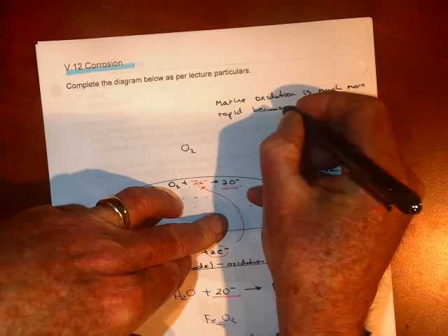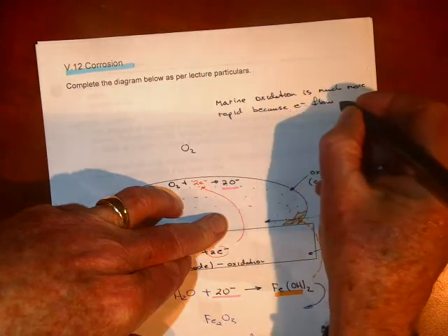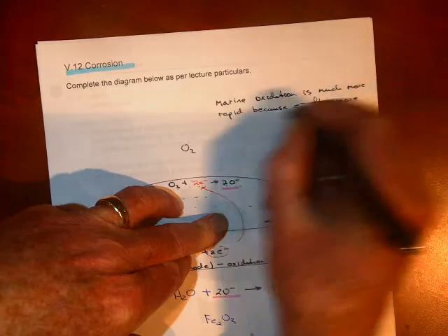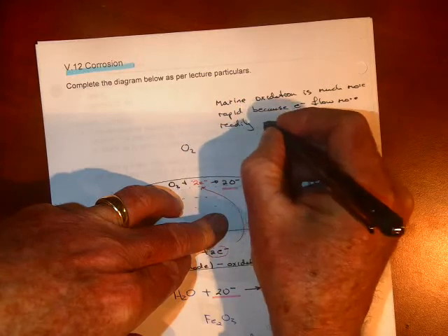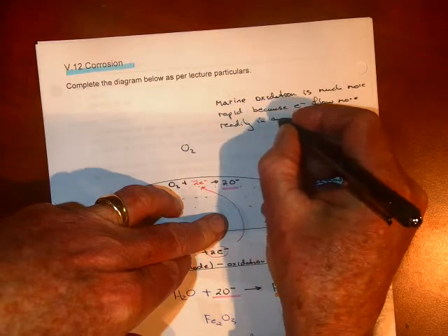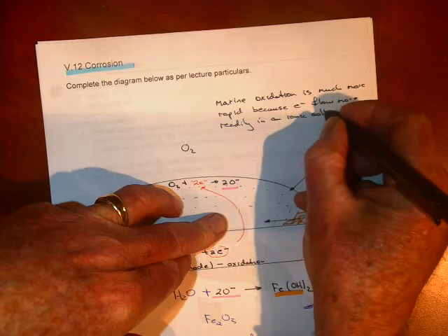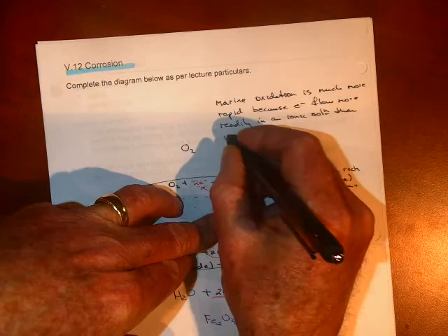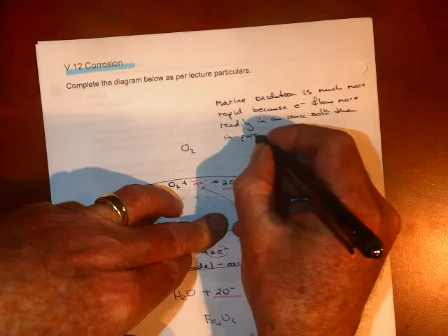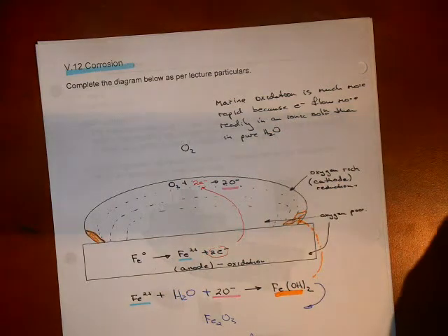Because electrons flow more readily in an ionic solution than in pure water. Okay, so that's how that occurs.